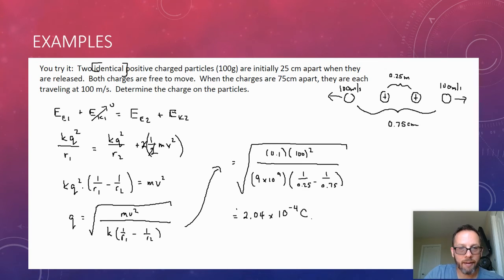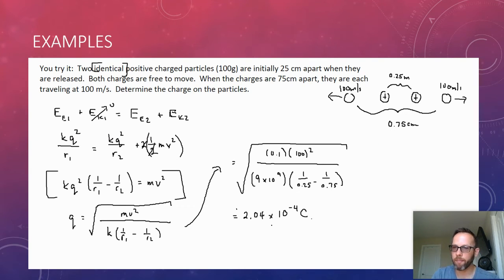Now, technically, when solving this step right here, a positive value or a negative value for Q would actually give the same answer. But our question said they were positively charged particles. So if my question said they were negatively charged particles, then I would take the negative of the square root. But yeah, so just a second example using conservation of energy to solve a problem.